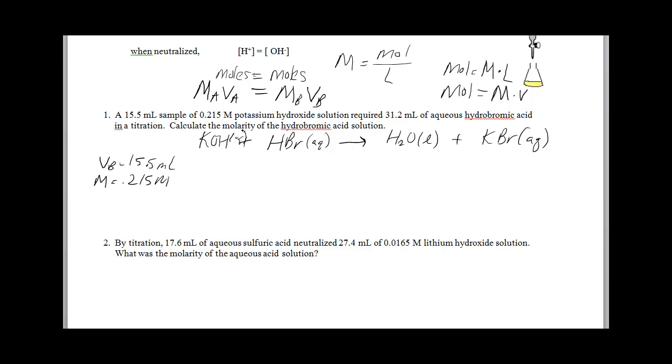Keep reading. It required 31.2 of my acid, so that's my volume. And it asks what the concentration is. That's my unknown concentration, what I'm looking for. So what am I going to do? Plug it in up here. This is the molarity of the acid times the volume of the acid. Let's see what I know. Do I know the molarity of the acid? No. That's my unknown.